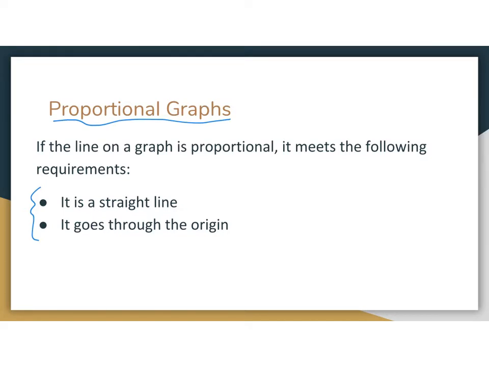Now, who remembers what origin means? If we're talking about a graph, the origin is the point 0, 0. So if we have a coordinate plane, remember this over here is x, this is y, the origin would be the point right here in the corner with the ordered pair 0, 0, like I said earlier.